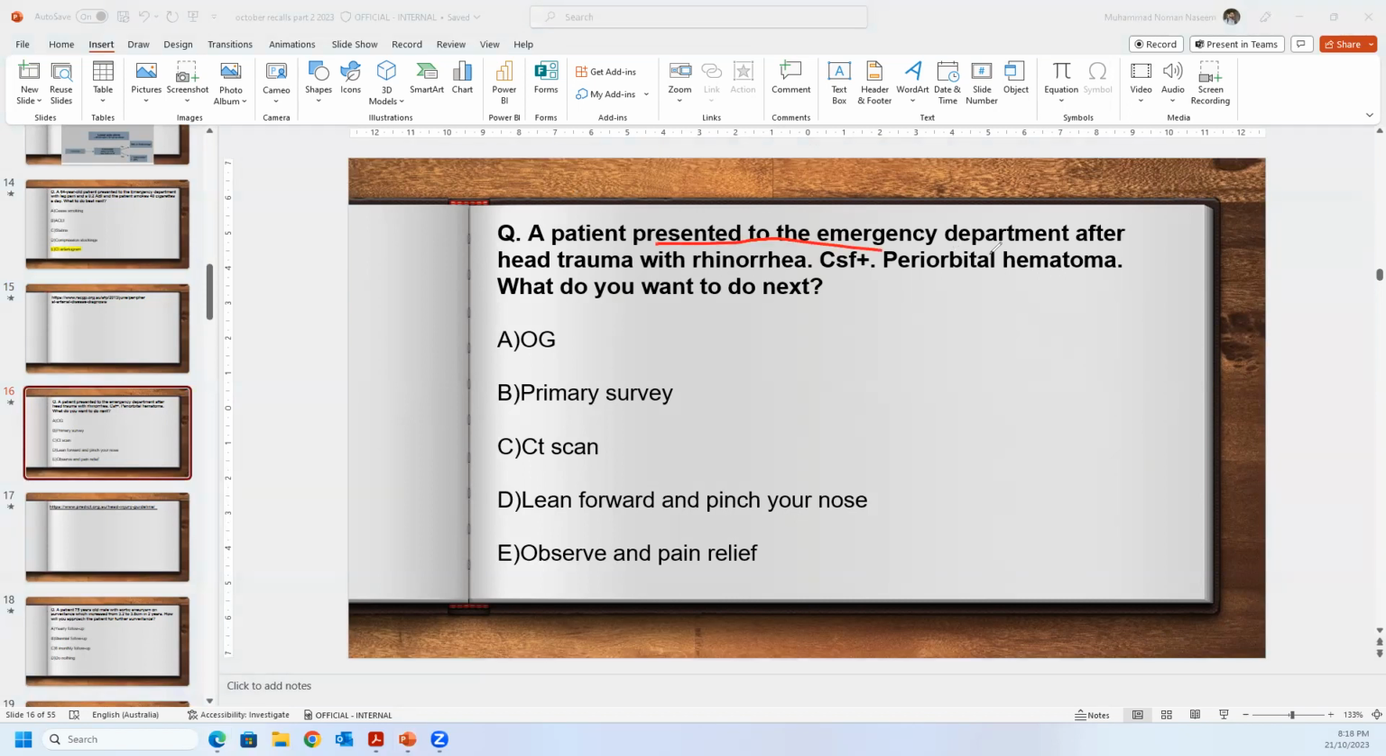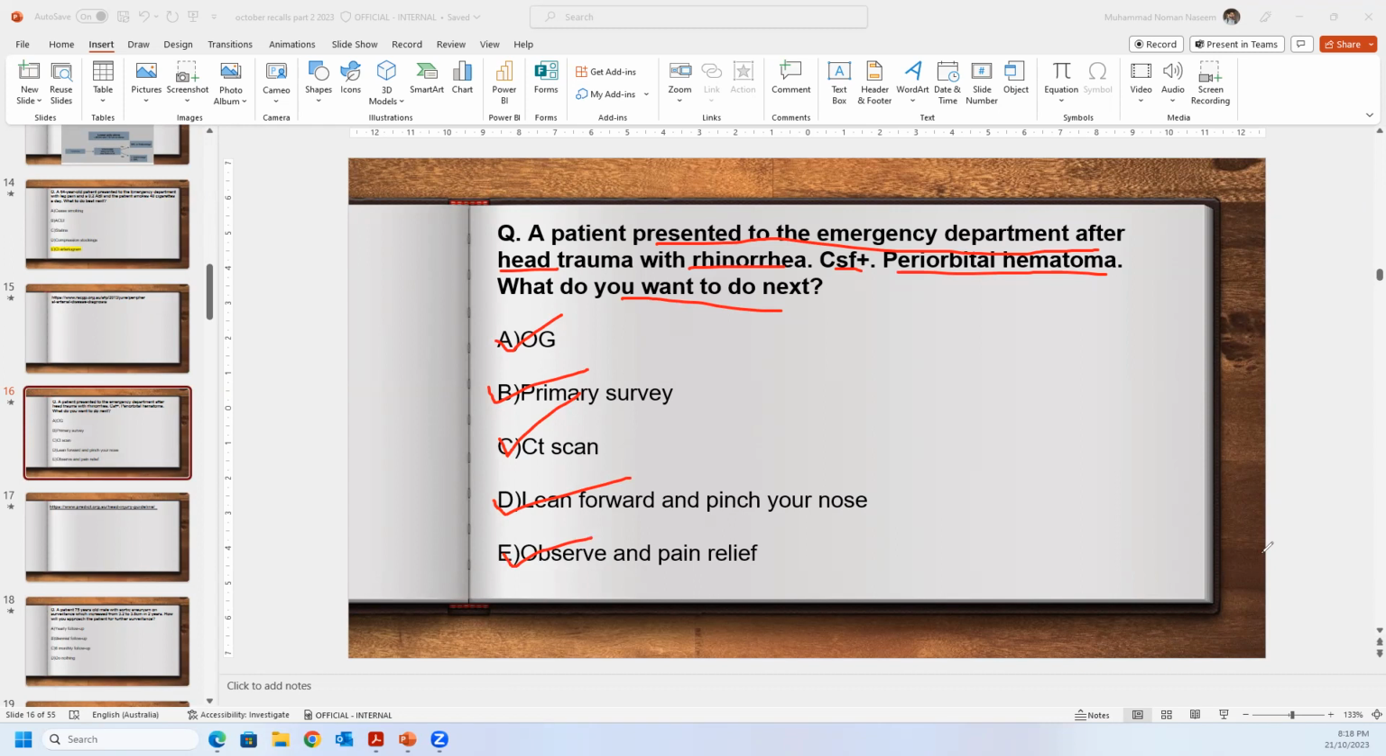A patient presented to the emergency department after head trauma, and he is having rhinorrhea, which is basically the CSF leaking from the nose. And you know it's a cerebrospinal fluid. The patient also has a periorbital hematoma. What do you want to do next? Insert an orogastric tube, do a primary survey, order a CT scan, lean forward and pinch the patient's nose, observe and give pain relief.